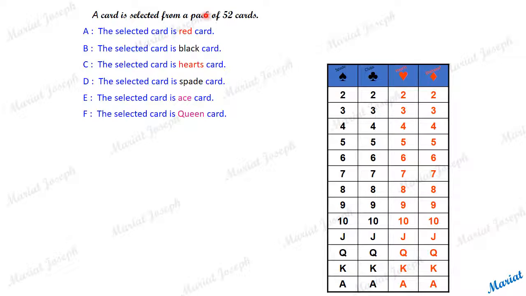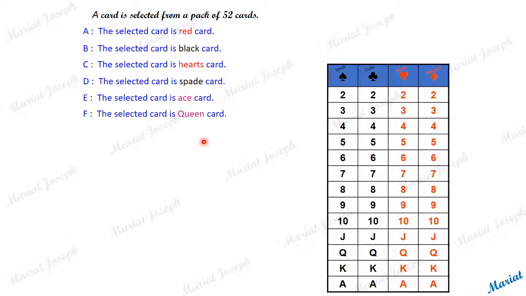Now, these are a few subsets. The selected card is a red card. This subset A consists of these 26 elements. Subset D, selected card is a spade card. These are the 13 cards belonging to that subset. So each of these conditions makes a subset respectively. We are familiar with all these.